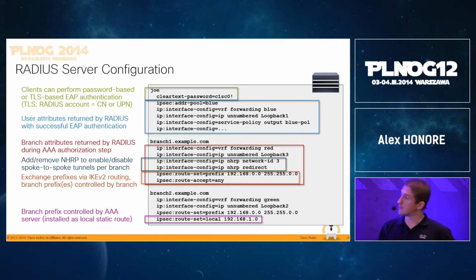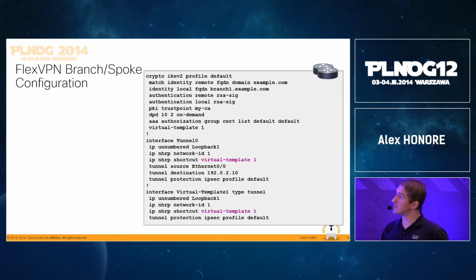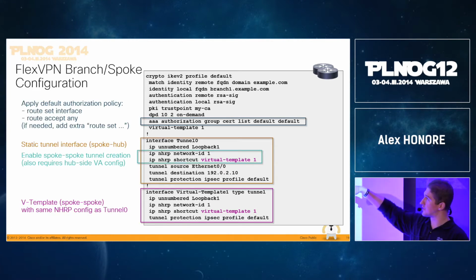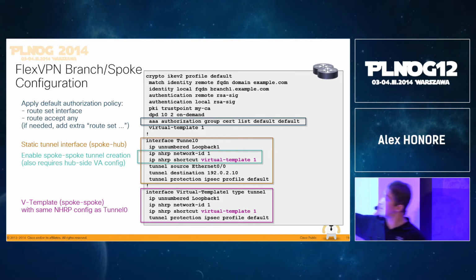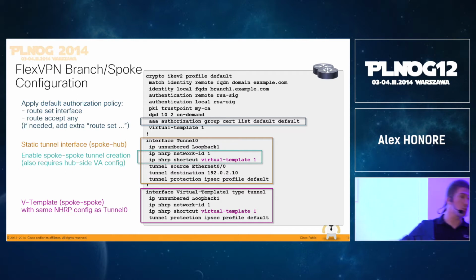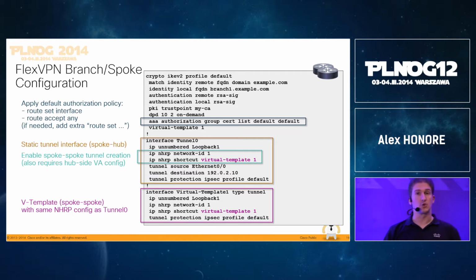On the spoke, I would like to show you the config of the spoke. It's slightly bigger than what you might know if you know DMVPN. There's one more interface involved, and I'll show you why in the next slide. So the profile is the same. We have some default authorization to make your life easy. We have one tunnel interface that will initiate the tunnel. You always need to have one static tunnel to initiate the connection.